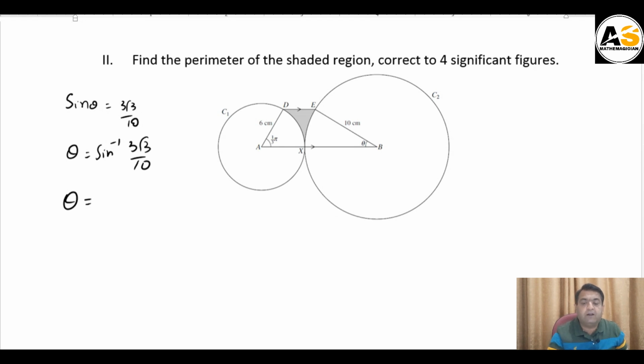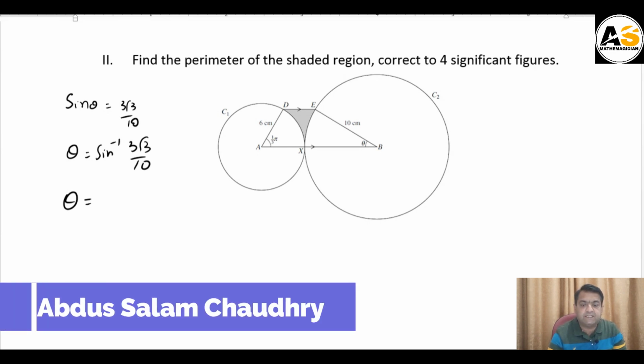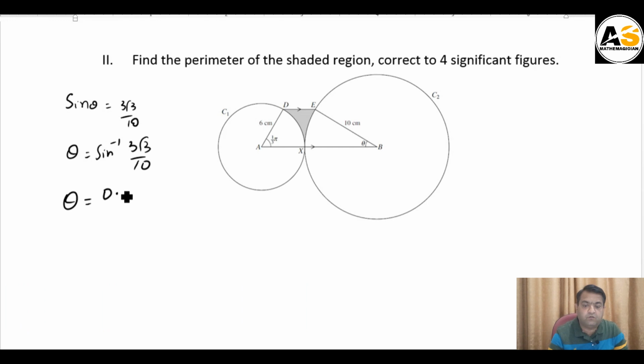You use your calculator to find this theta. Theta will be 0.546 radian. I calculated this theta so that I could calculate this arc length EX. Now, arc length DX is equal to r theta. r is 6, theta is pi by 3. This is 2 pi.